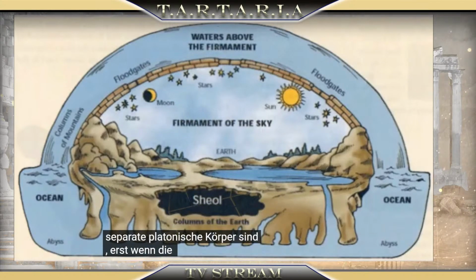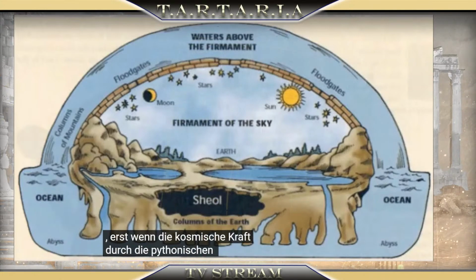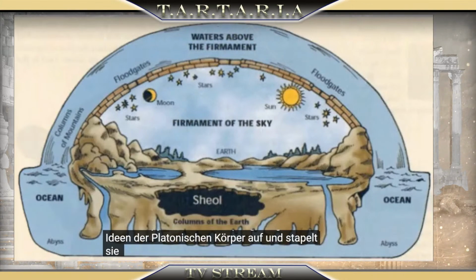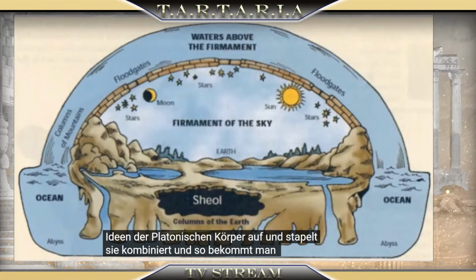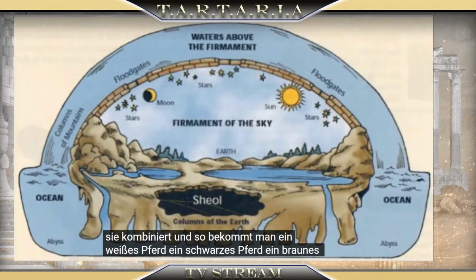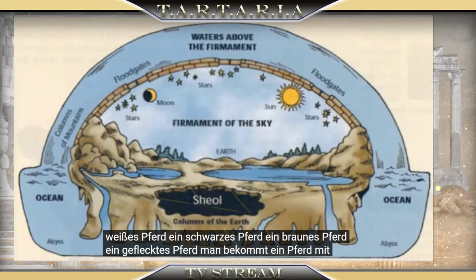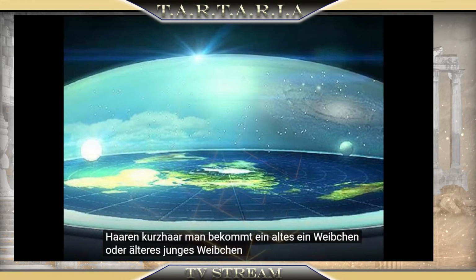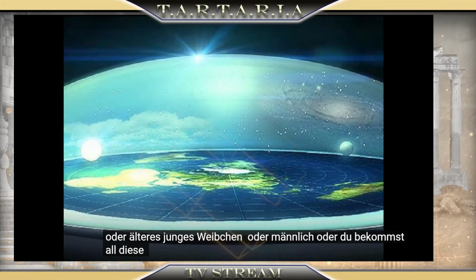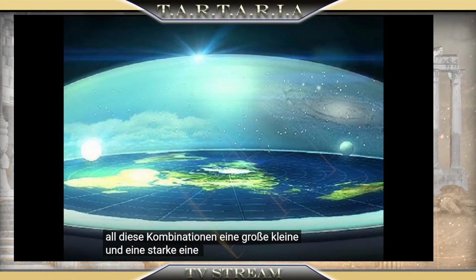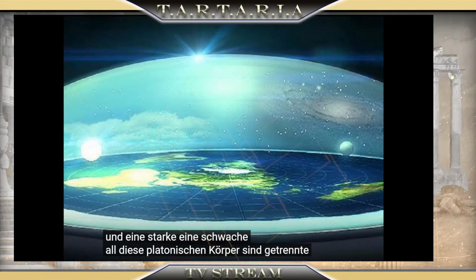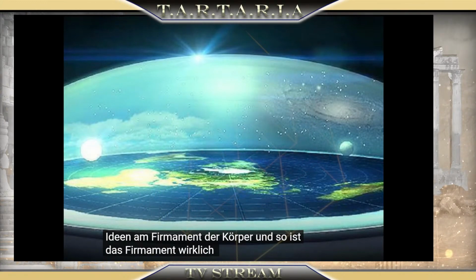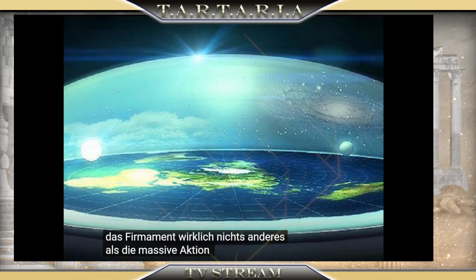It's not until the cosmic power passes through the Platonic solids, picks up the ideas of the Platonic solids and stacks them, combines them. And so you get a white horse, a black horse, a brown horse, a spotted horse. You get a horse with long hair, short hair. You get an old one, a female, or older young female or male, or you get all these combinations. A big one, a small one, a strong one, a weak one. All these Platonic solids are separate ideas in the firmament, the solid. And so the firmament really is nothing other than the solid action.